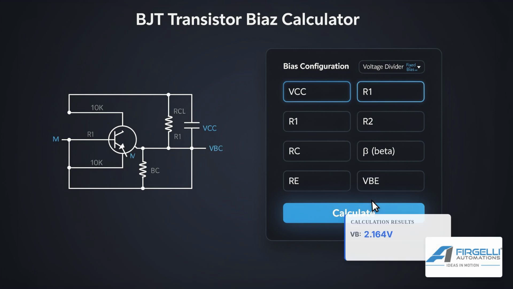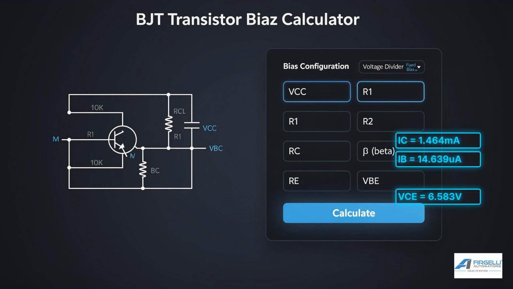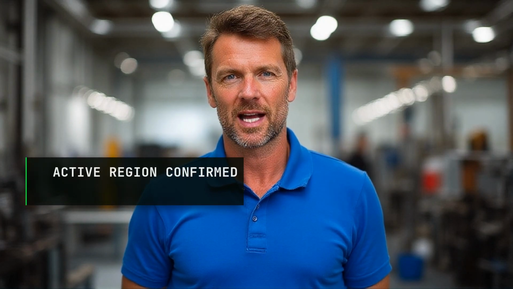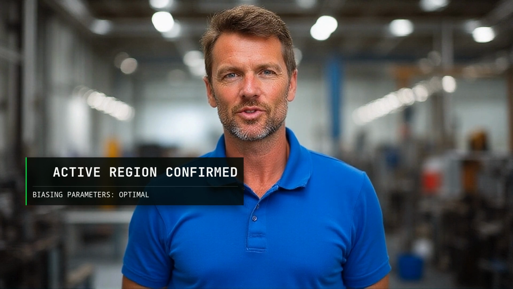Clicking Calculate gives us base voltage VB of 2.164 volts, emitter voltage VE of 1.464 volts, collector current IC of 1.464 milliamps, base current IB of 14.6639 microamps, and collector emitter voltage VCE of 6.583 volts. The operating region shows active, confirming proper biasing. This tool streamlines transistor circuit design.